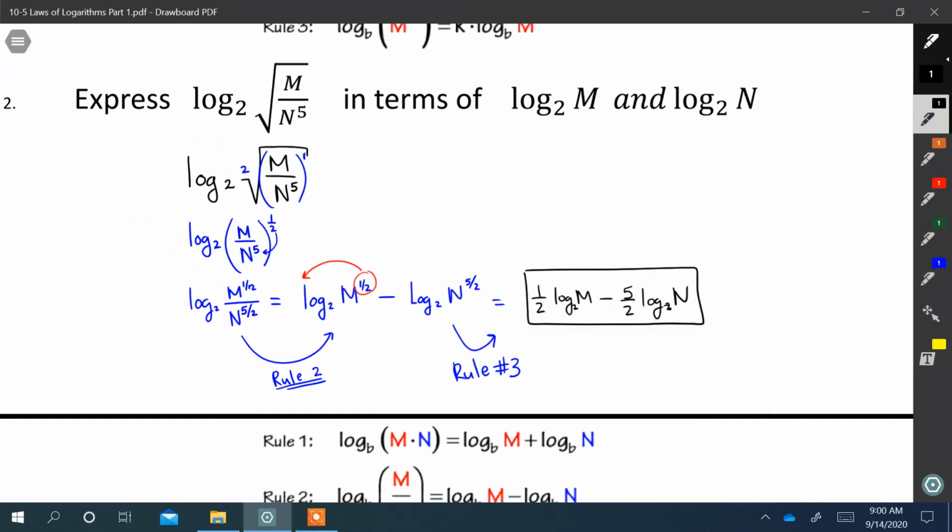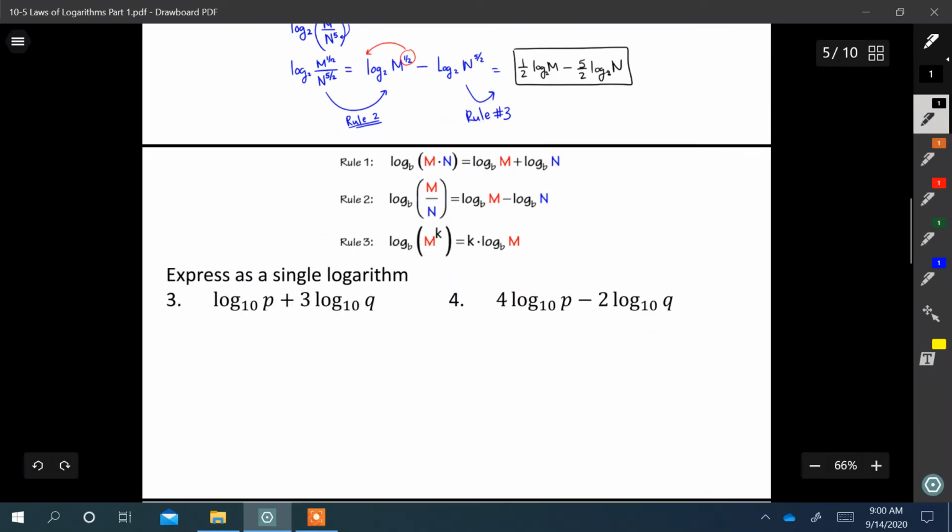Okay, using those rules that we have. All right, awesome. Let's go ahead and do a couple more examples.